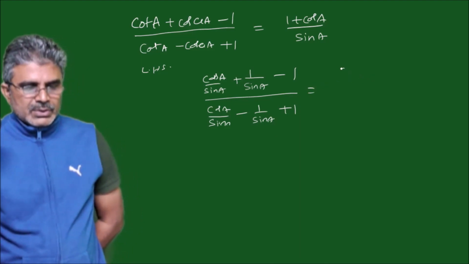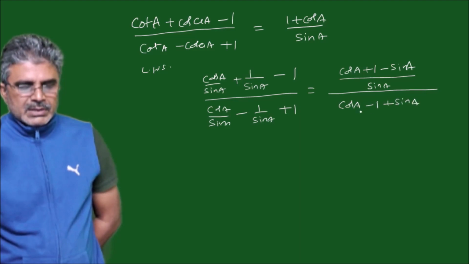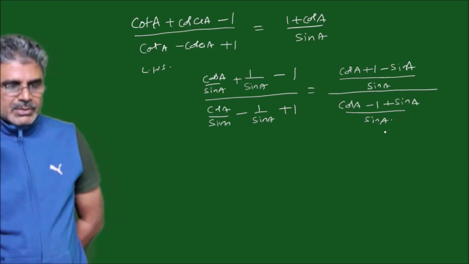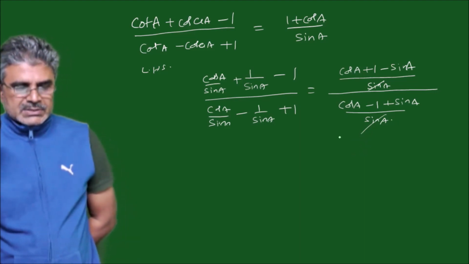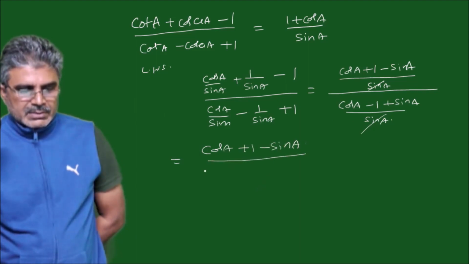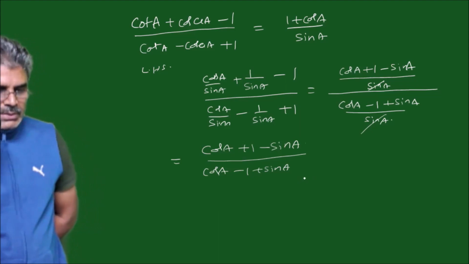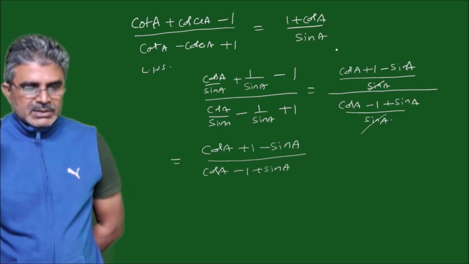Take the LCM, so you have cos A plus 1 minus sin A in the numerator, and in the denominator you have sin A, whole divided by cos A minus 1 plus sin A whole divided by sin A in the denominator. This sin A and this sin A get cancelled by reciprocating the expression in the denominator. So sin A gets cancelled, and you will have cos A plus 1 minus sin A divided by cos A minus 1 plus sin A in the denominator. This is also the same as the first expression on the LHS, but we need the RHS in terms of cos A and sin A.